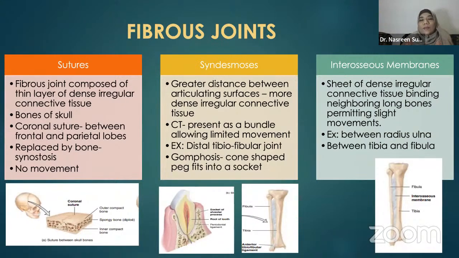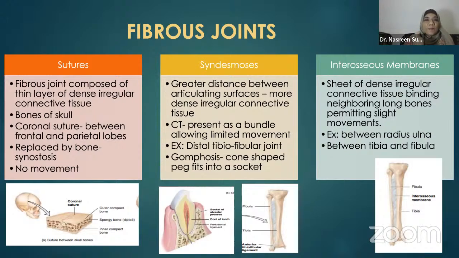Now, in detail, we will be seeing different joints. The first one is the fibrous joint. This is the first structural classification. What did I say? There will be no synovial cavity. They will be bound to each other with the help of dense irregular connective tissue. Remember both the points?